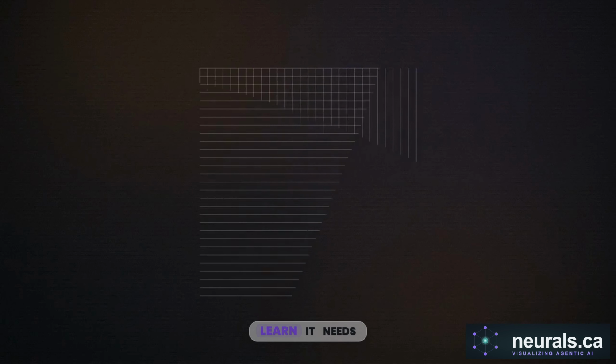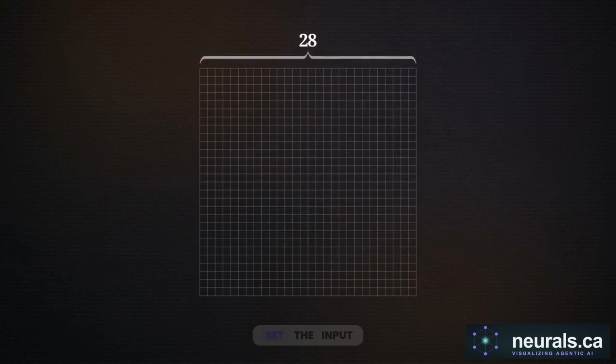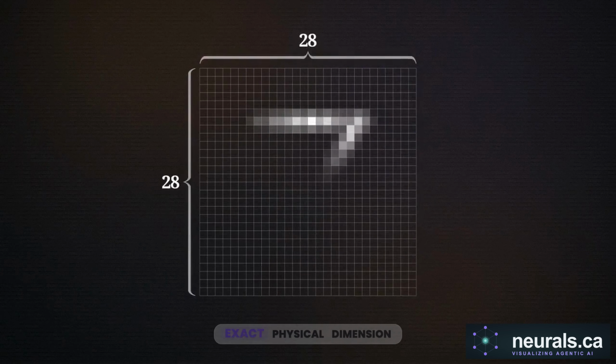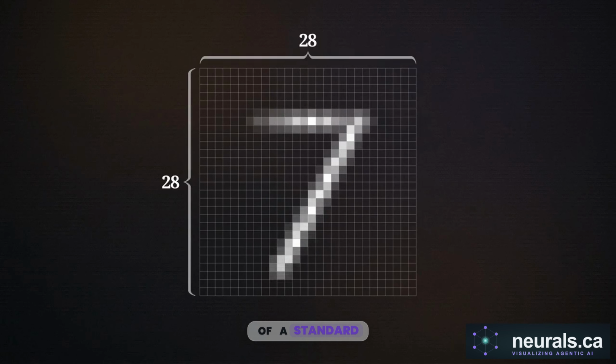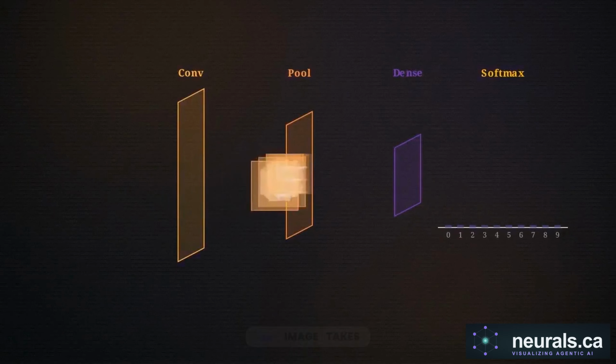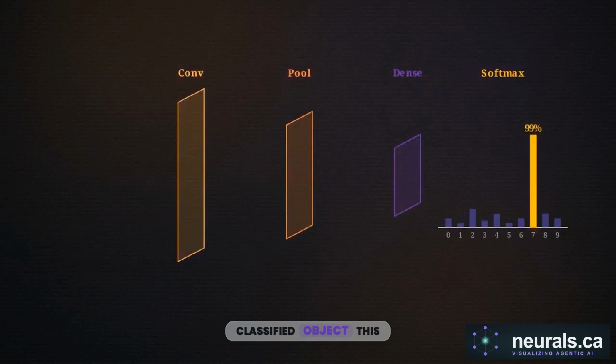Before the network can learn, it needs raw data. We set the input shape to a 28 by 28 pixel grid. That is the exact physical dimension of a standard MNIST handwritten digit, serving as our starting tensor. The top-to-bottom sequence of this code isn't simply organized for developers to read. It dictates the exact physical path an image takes to become a classified object.